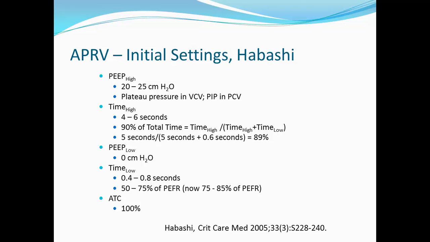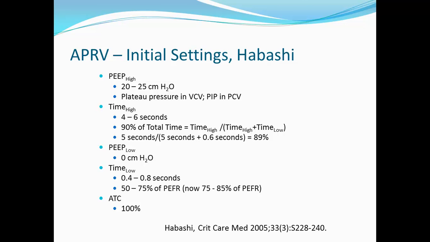The time high is usually set at 4 to 6 seconds. Generally, you will set the time high at 90% of the total time. For example, if you had a time high set of 5 seconds and a time low set of 0.6 seconds, your percent of total time would be 89%. This would be an appropriately set initial time high.